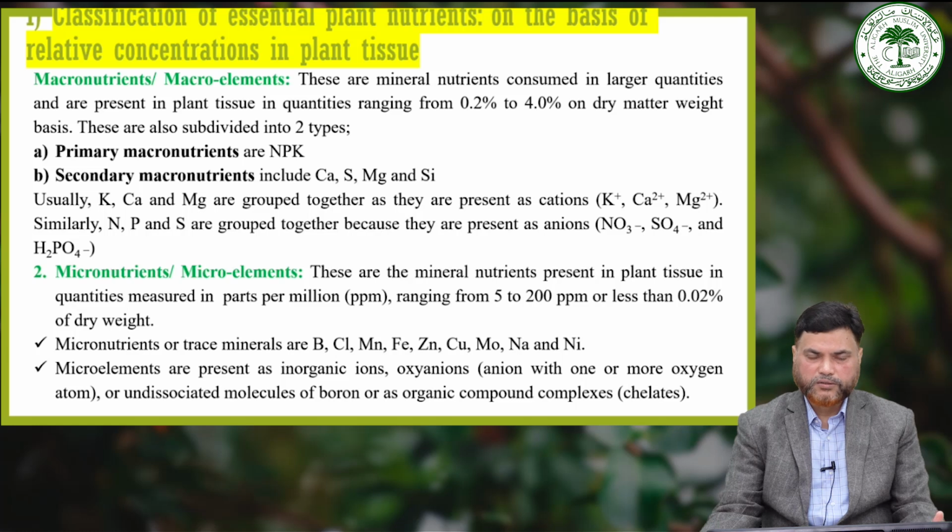Now, moving onward, the next category is micronutrients. You see, they are also referred to as microelements, and these are the mineral nutrients found in the plant tissue in smaller quantities, typically measured in ppm, ranging from 5 to 200 ppm, or less than 0.2% of the dry mass. These micronutrients include boron, chlorine, manganese, iron, zinc, copper, molybdenum, sodium and nickel.